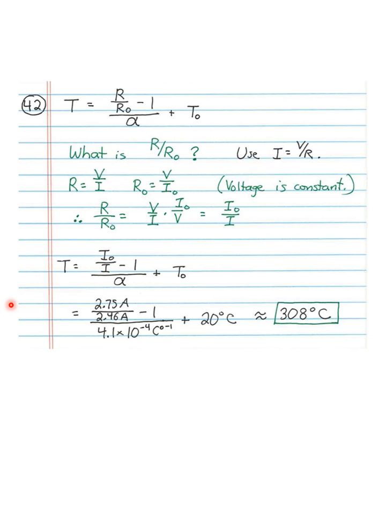In chapter 17, for the temperature coefficient alpha of nichrome, it says 4.1 times 10 to the negative 4 per Celsius degree. We plug those in and we get 308 degrees Celsius.